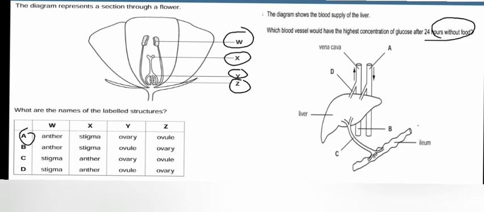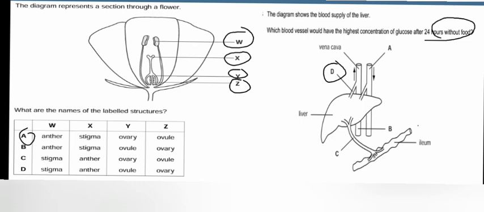When a person is starving, the liver is capable of storing glucose in the form of glycogen. So if someone is starving, glycogen is going to be converted back into what? Glucose. Once it is converted back into glucose, as you can see from the arrows here, we have this arrow which is giving blood to the liver, and also this one here which is carrying blood out from the liver. So once the glycogen has been converted back into glucose, D is going to have the highest concentration of glucose. So the answer here is D.